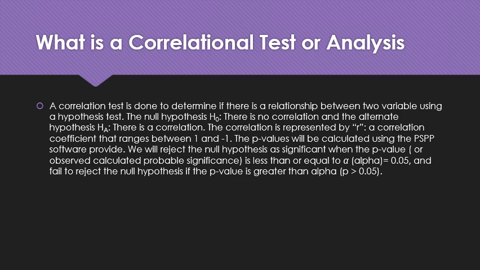The correlation is represented by R, a correlation coefficient that ranges between 1 and -1. The p-values will be calculated using the PSPP software provided. We will reject the null hypothesis as significant when the p-value, or observed calculated probable significance, is less than or equal to alpha, and fail to reject the null hypothesis if the p-value is greater than alpha.